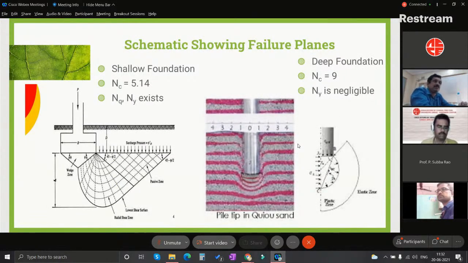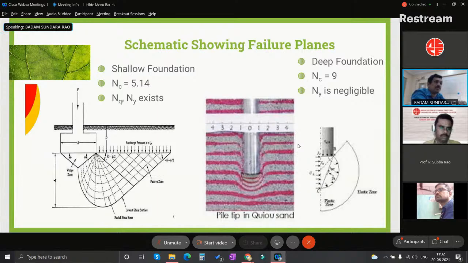Fine. From an engineer's point of view, both as a structural engineer and as a geotechnical engineer, we have to understand the failure planes propagating in the soil mass under the application of loads. On the left side, you have the failure planes pertaining to a shallow foundation. On the right side, you have the failure planes pertaining to the deep foundation. First, we see the failure planes extending from a shallow foundation.